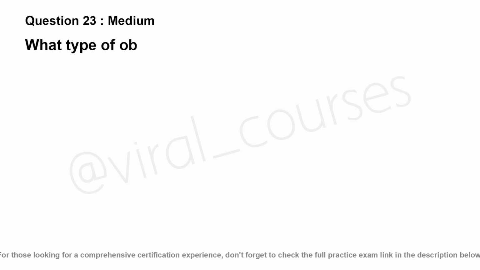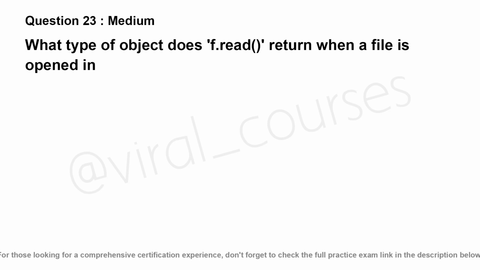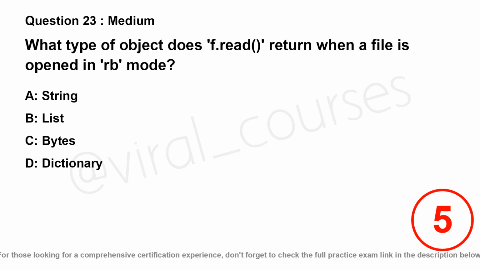What type of object does f.read() return when a file is opened in 'rb' mode? Option A, string. Option B, list. Option C, bytes. Option D, dictionary.